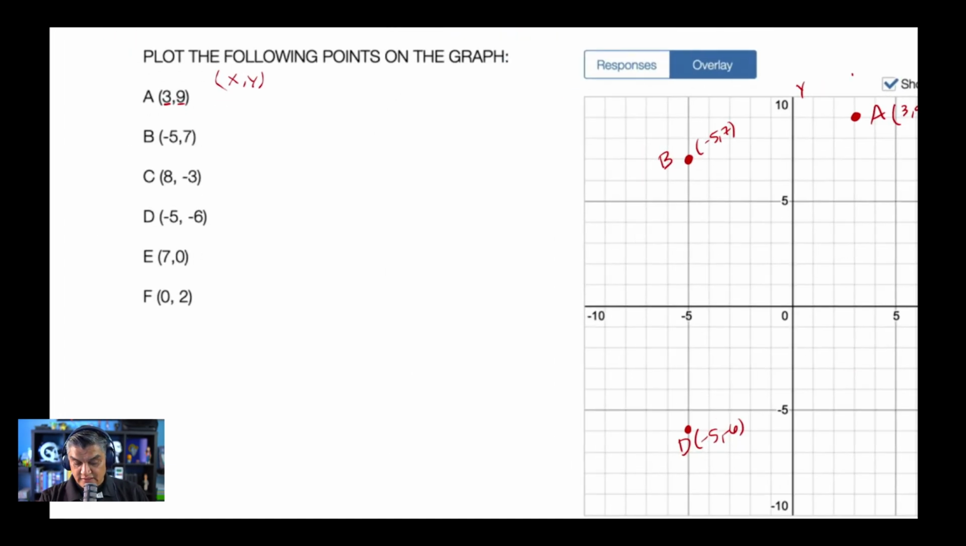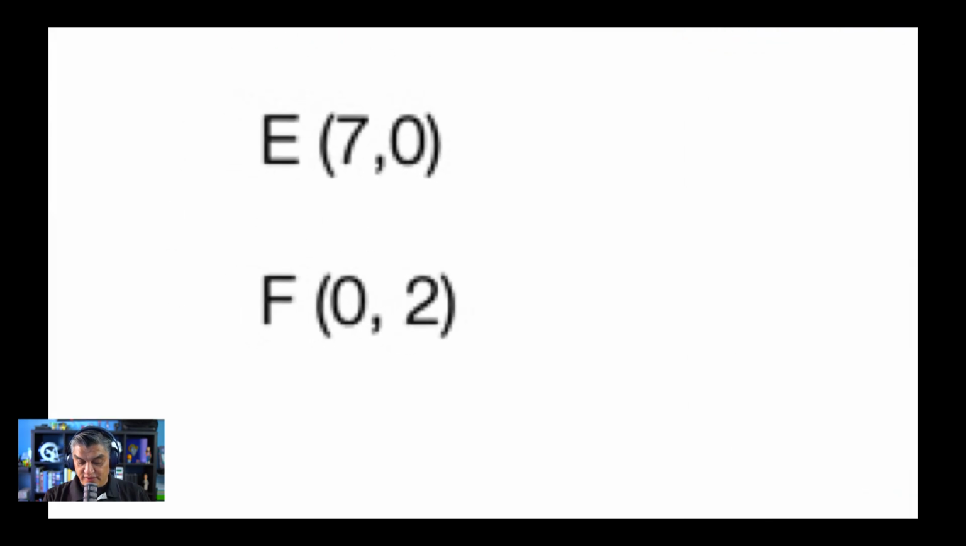And E is 7, 0. Now, E and F, if you notice, they both have zeros. And I see this all the time, even with kids, even with adults who know how to plot, they get this backwards. 7, 0. That means the X side to side goes forward 7, but I don't go up or down. That's what this Y coordinate says.